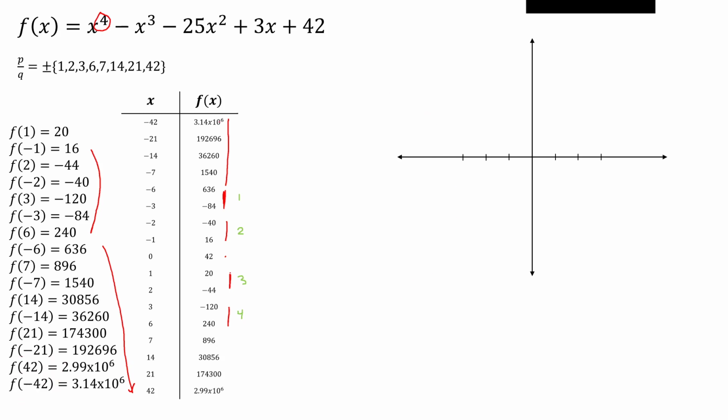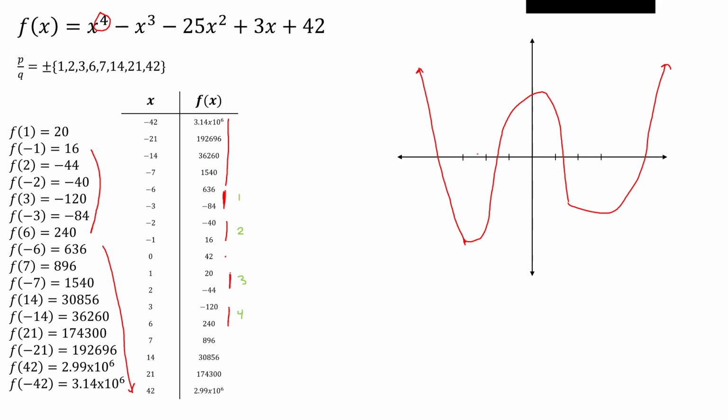Sorry, I'm looking at f of negative 6 is positive, f of negative 3 is negative, so we're down here. So this came down somewhere like this. Then between negative 2 and negative 1 there's a zero, so it had to come up and go back through the x-axis there. Then at 0 it's positive 42. And between 1 and 2 there's a zero, so it has to come down somewhere between 1 and 2. And between 3 and 6, somewhere over here, there's another zero. So the graph is looking something like this.